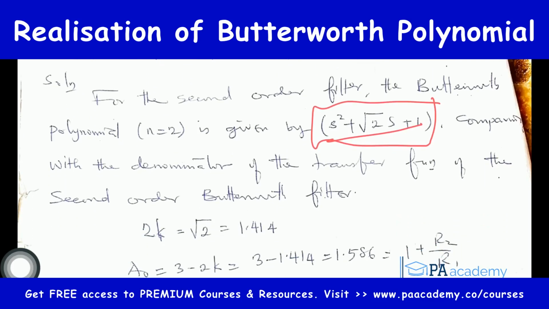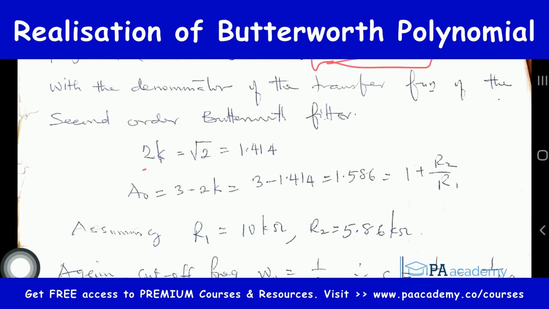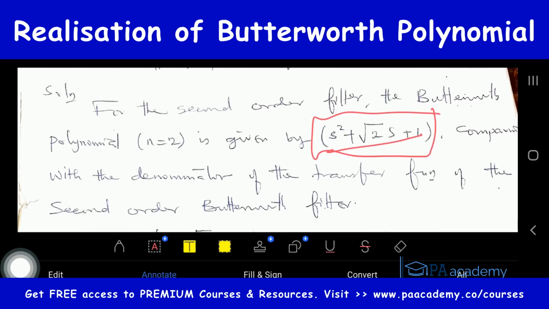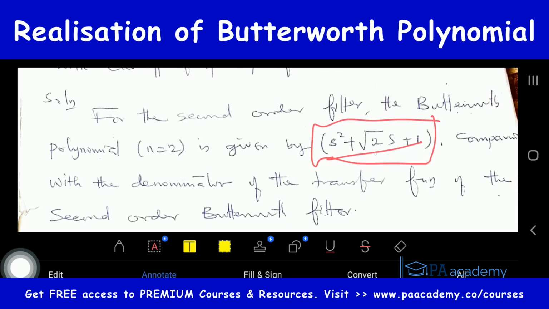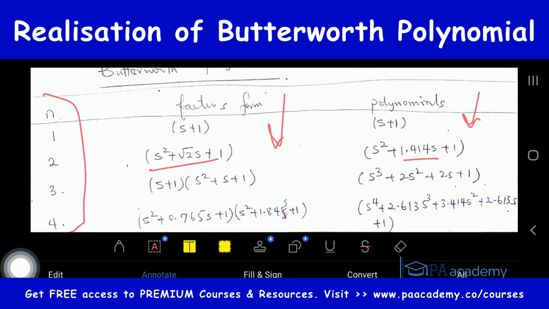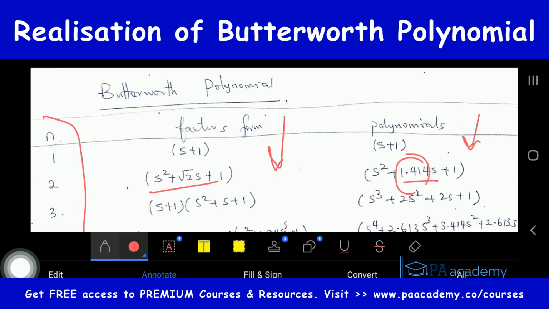So compare with the denominator of the transfer function for the second order Butterworth filter. We have to compare this with this 2k. Alright, and A0 is equal to 3 minus 2k, which is 3 minus 1.414, which is 1.586. This 1.414 is this value here, that's this root 2 right here. If I go back to that table, you can see it right here from the polynomial, 1.414.